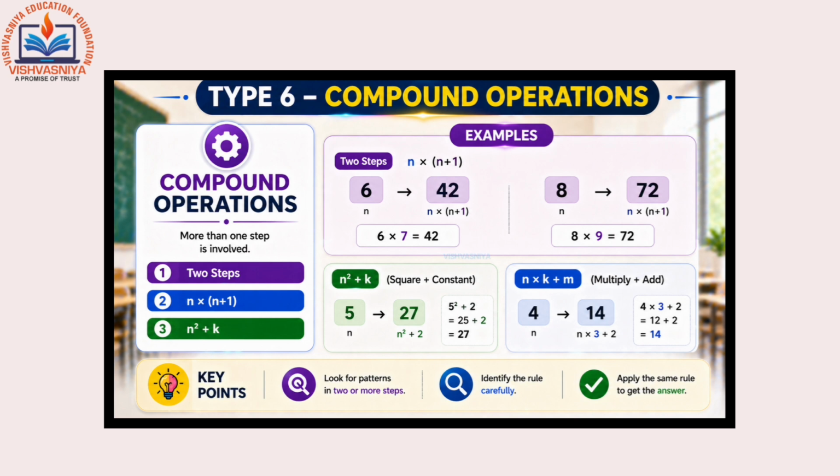Now we move to compound operations. Here, more than one step is involved. For example, 6 becomes 42 using 6 multiplied by 7, which means n multiplied by n plus 1. So, 8 becomes 72 using 8 multiplied by 9. Sometimes patterns like square plus constant or multiplication plus addition are used.